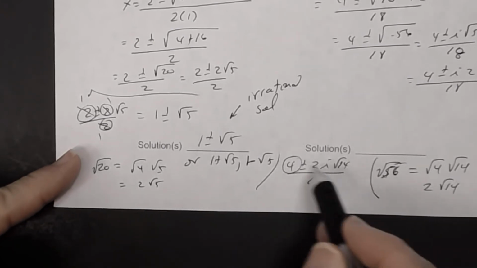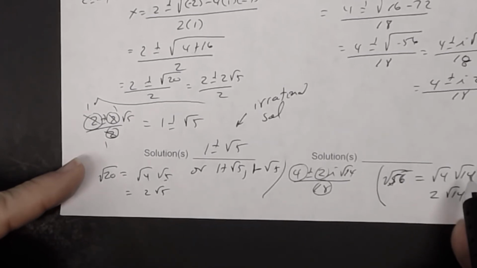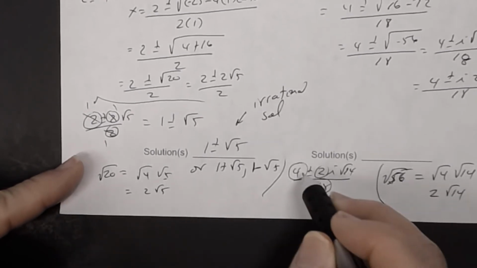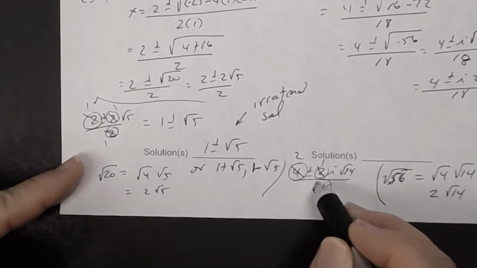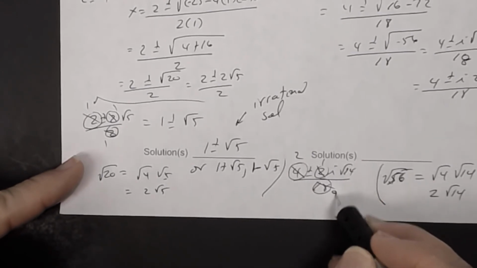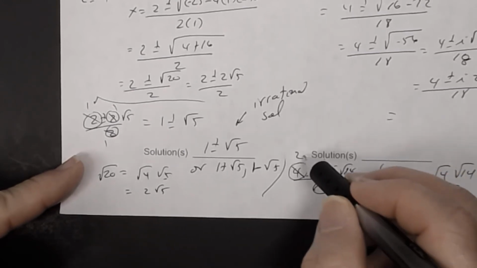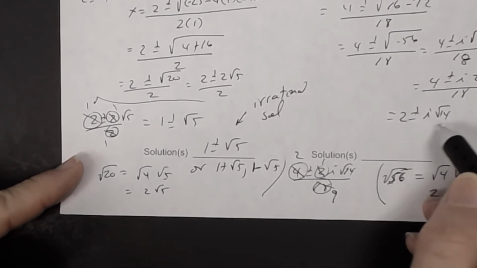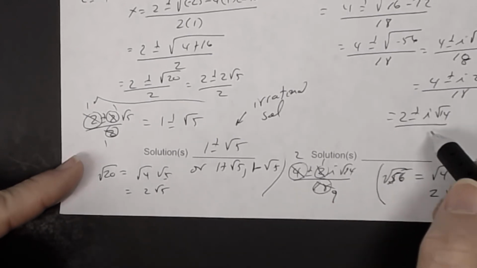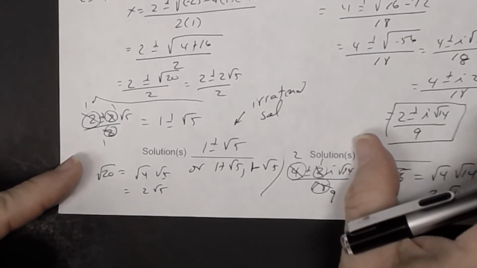What do 4, 2, and 18 have in common? Well, they have a 2. So I can reduce all of those by 2's. So 4 divided by 2 is 2. 2 divided by 2 is 1. 18 divided by 2 is 9. So do you all agree that this becomes 2 plus or minus i square root of 14, all divided by 9? And so that's your answer.